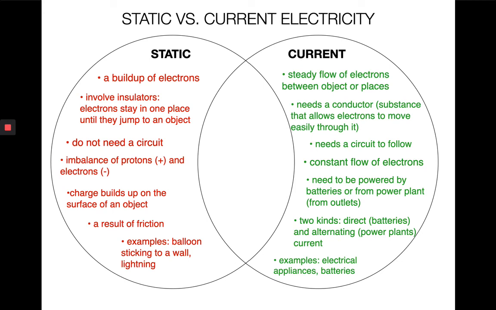So what do these two types of electricity have in common? Both involve protons and electrons, and in both of these, only the electrons move. Protons never move.